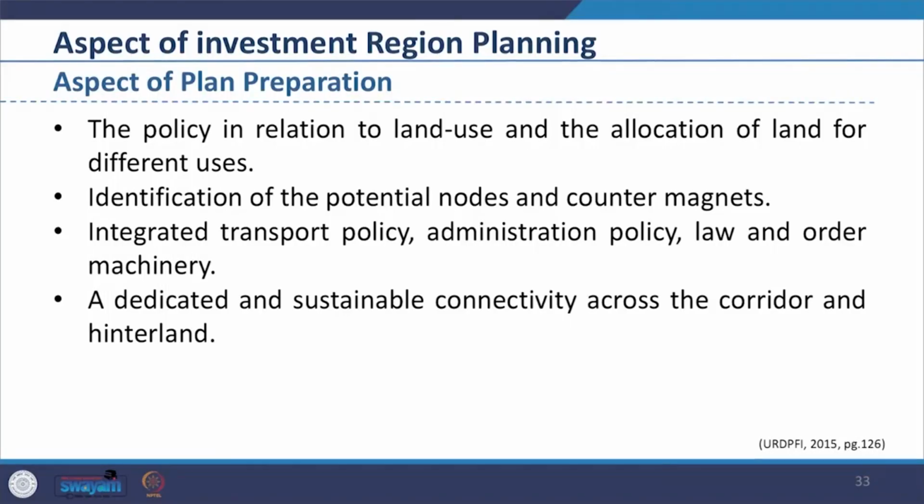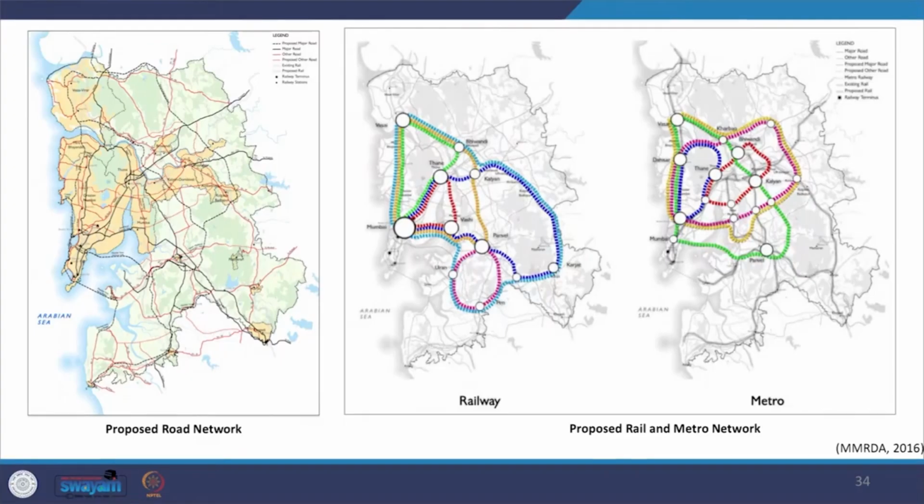As per the recommendation in URDPFI guidelines, the planning process should include the following key elements essential to promote growth and balanced development of the region, namely the policy in relation to land use and allocation of land for different uses, identification of potential nodes and counter magnets if counter magnets are required for decongestion for the future and proposals for development. Integrated transport policy, administration policy, law and order machinery. Plan for regional infrastructure linkages, a dedicated and sustainable connectivity across the corridor and the hinterland.